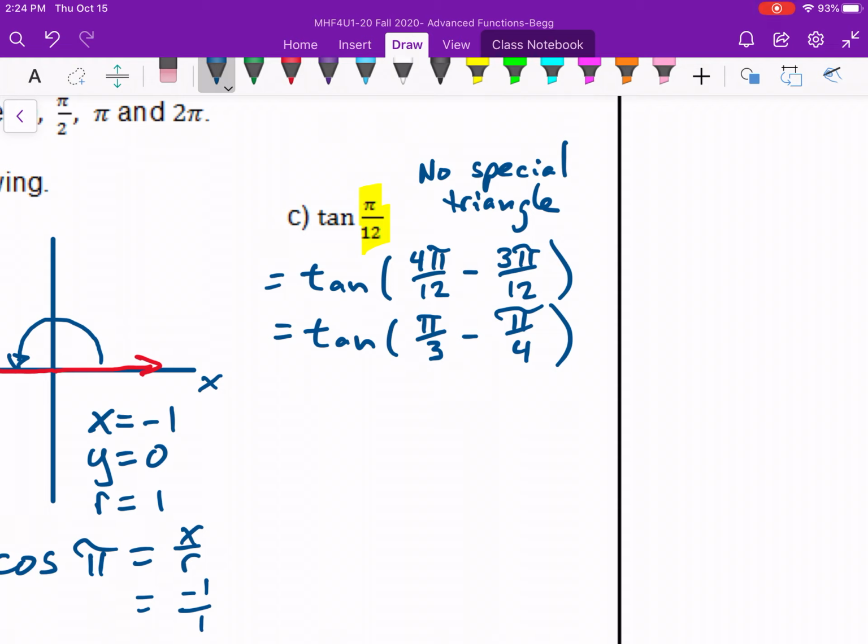However, we're not quite there yet. It's good to be able to break it down like this, but we need to have some formulas to work on it. So this is called a compound angle, by the way. It's made up of two parts, in other words.